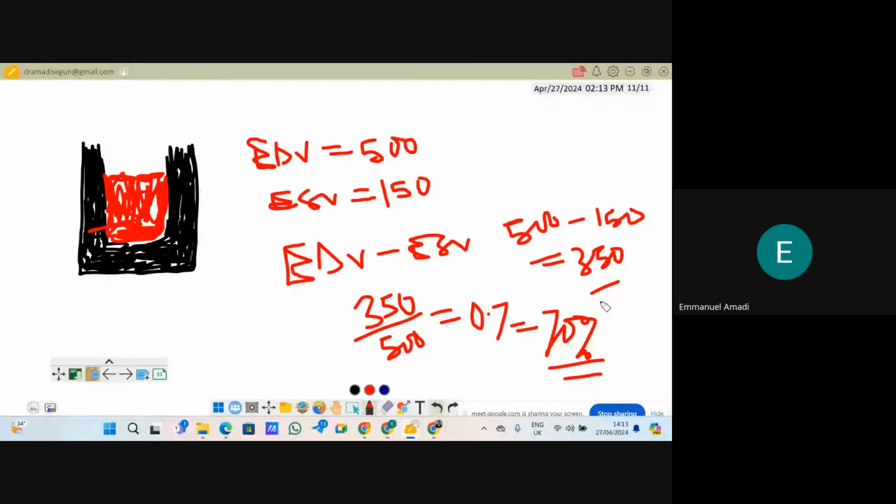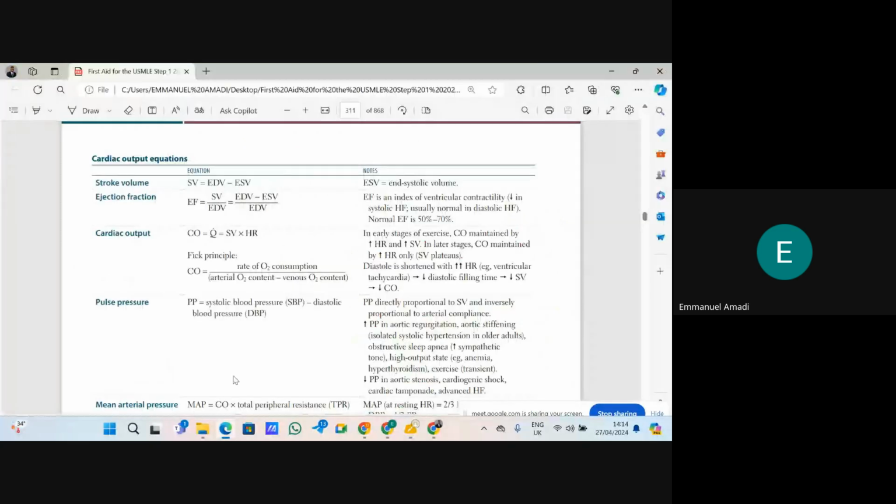Ejection fraction is 70%, same as the normal heart we just did. So you should not be deceived. Ejection fraction can be comfortably normal even in a heart failure patient. If that is understood, we move on.